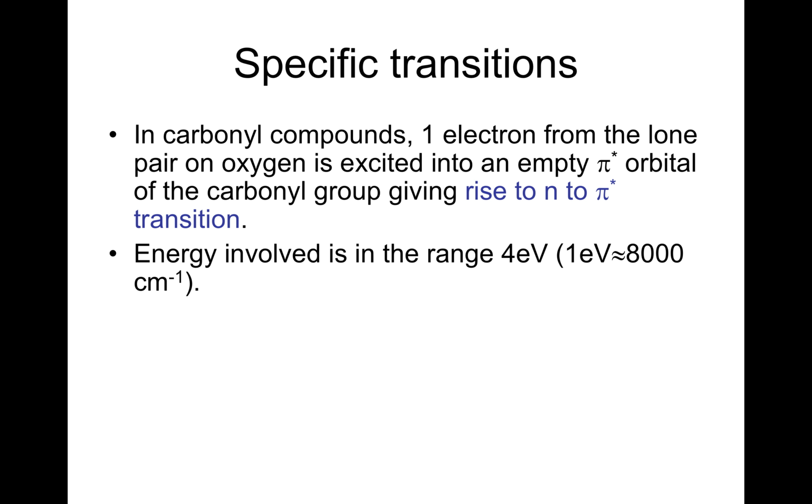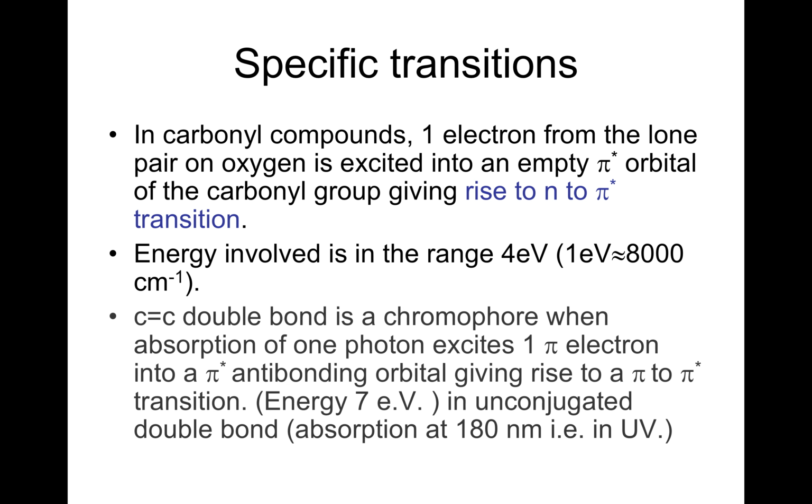Energy involved is in the range of 4 electron volts, where 1 electron volt is about 8,000 per centimeter. The carbon-carbon double bond is a chromophore when absorption of one photon excites one pi electron into the pi star antibonding orbital, giving rise to a pi to pi star transition. Here the energy is 7 electron volts. In conjugated double bonds, absorption is at 180 nanometers, i.e. in the UV.